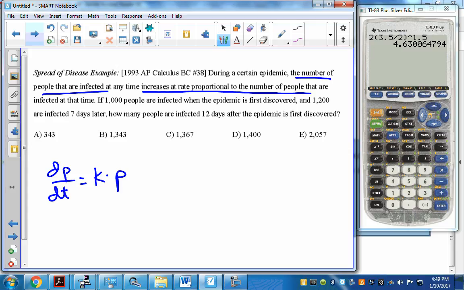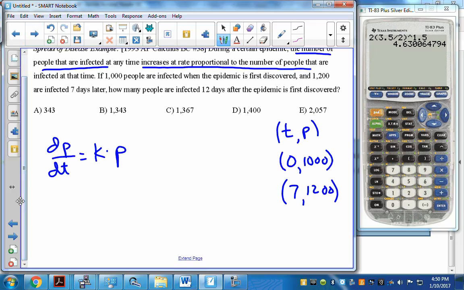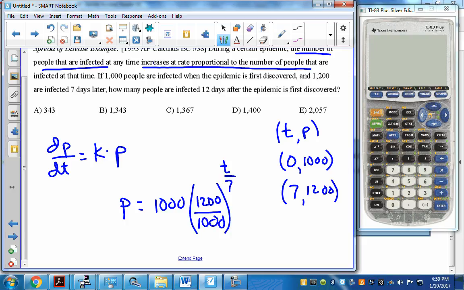1,000 people, so again, we're thinking T and P. So when first discovered, T is 0, and we have 1,000 people. And then 1,200 people 7 days later, so 1,200. And the task is how many are infected. Well, let's go and come up with the equation. Now that we have the shortcut here, it's real easy. P is going to be 1,000. And this is going to be 1,200 divided by 1,000. And that's going to be T over 7. You might want to double check that these two data points are satisfied by that equation.